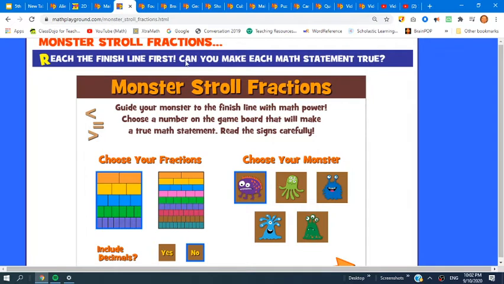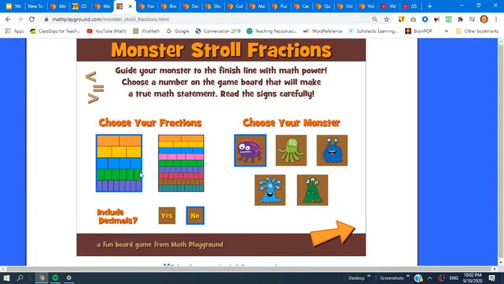Let's look at a fractions concept. This is a different game. All right, we're supposed to choose our fractions. Include decimals? Sure. Why not? Choose our monster. Which monster should we do? I like this one, this blue one. Okay. Which fractions should we do? Simple or difficult? Let's try simple first.